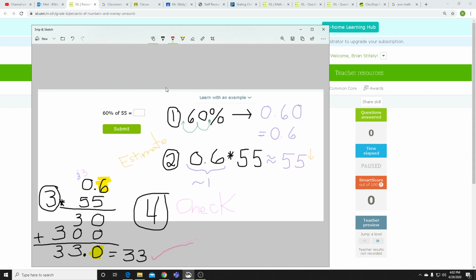Okay, so the first step we did here, we took our percentage, 60% of 55. Okay, when you're trying to find a percentage of a number, what you can do is convert the percentage to decimal form. That's what we did here. So we move this decimal to the left 2 spots.